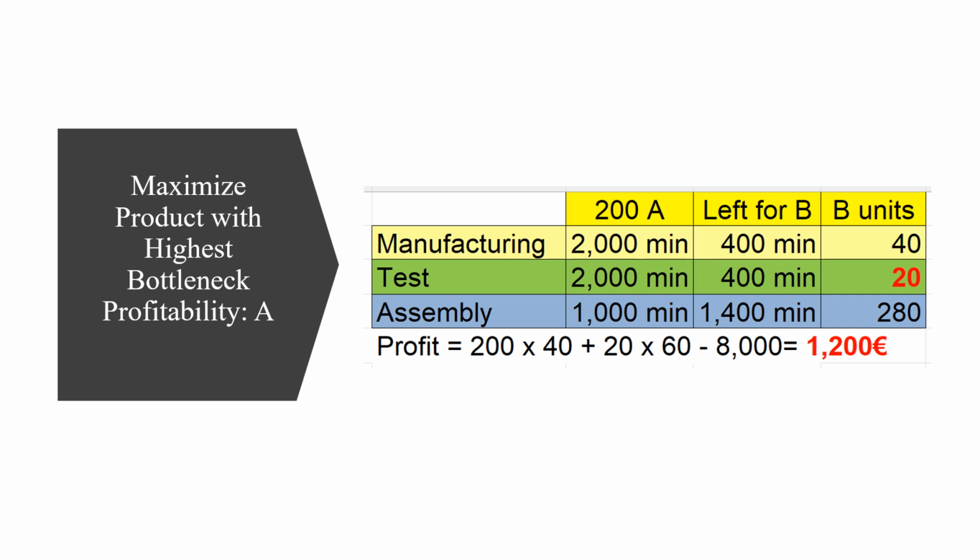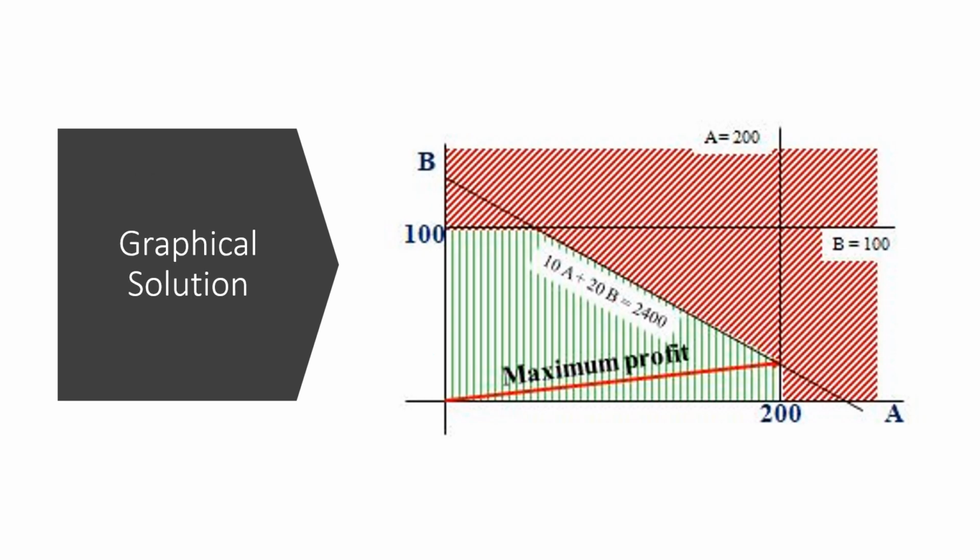The bottleneck plays an important role in finding the optimal solution. It defines the effective capacity of the whole line, therefore we need to optimize the use of bottleneck time. Let's now look at the problem graphically. The red area is the forbidden area, due to the constraints: maximum A, maximum B, and the constraint of the 2,400 minutes available at the bottleneck test. Each A consumes 10 minutes of test and each B 20 minutes.